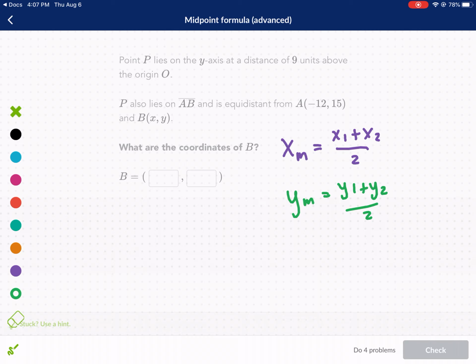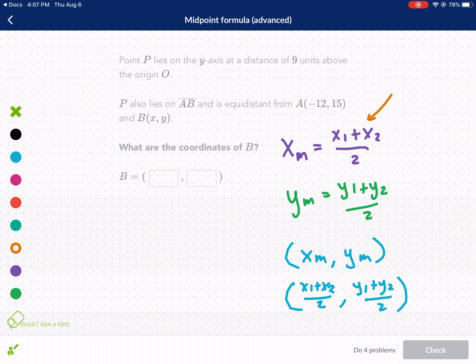So when we put it into an ordered pair, it could look one of two ways. We could call it xm comma ym, but that's the same thing as this: x1 plus x2 divided by 2, comma, y1 plus y2 divided by 2. Keep in mind that x1 and y1 and x2 and y2 are endpoint values, and these two are midpoints.